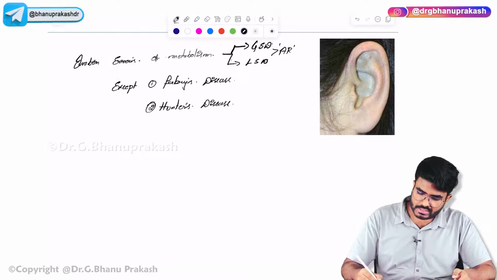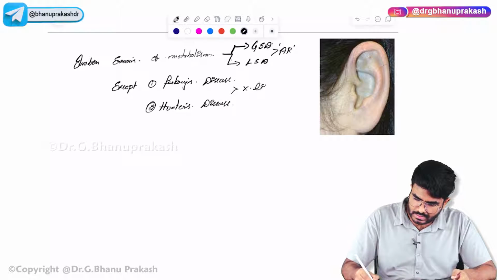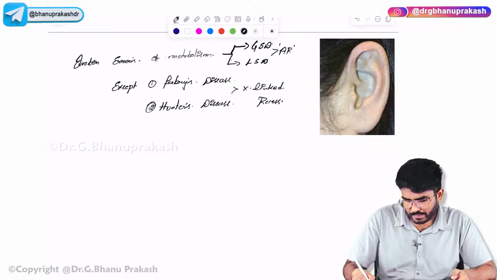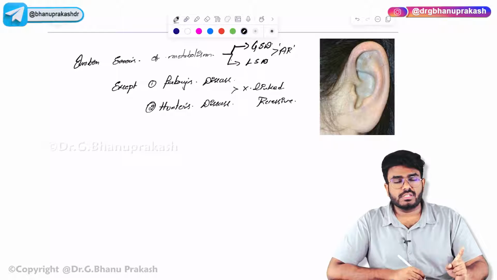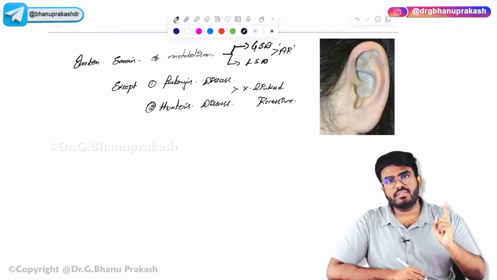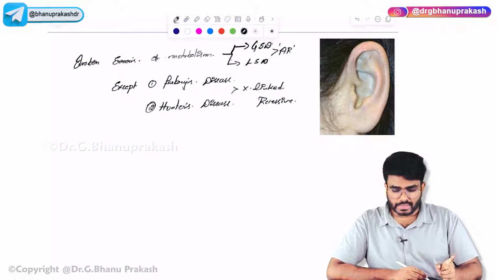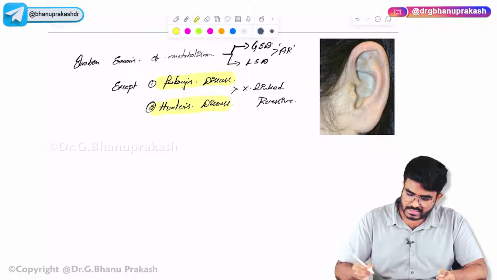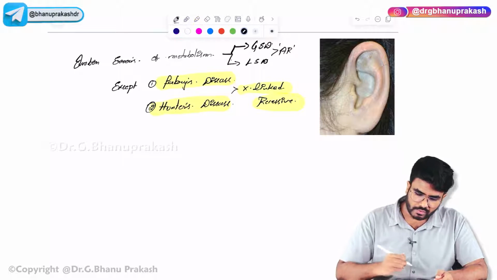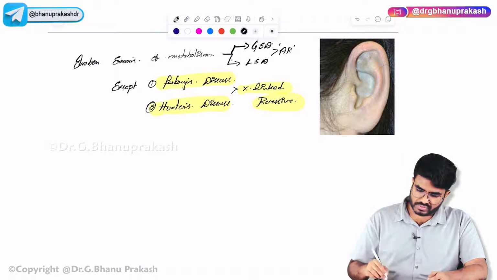These two conditions follow X-linked recessive inheritance. But all the glycogen storage disorders and lysosomal storage disorders follow the autosomal recessive pattern of inheritance. Only these two conditions, Fabry's disease as well as Hunter's disease, follow the X-linked recessive pattern of inheritance. This is a point which I want you to know.